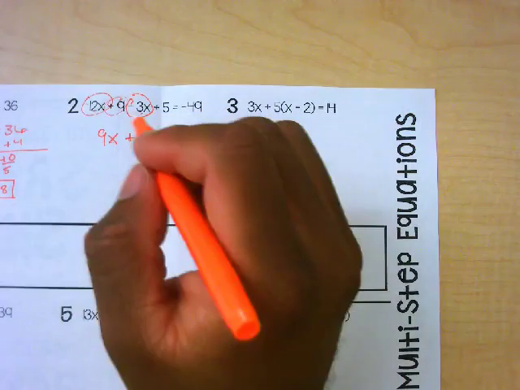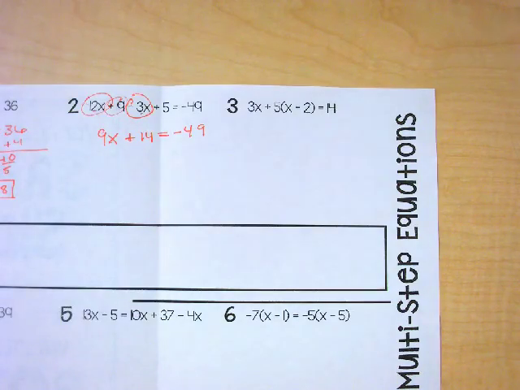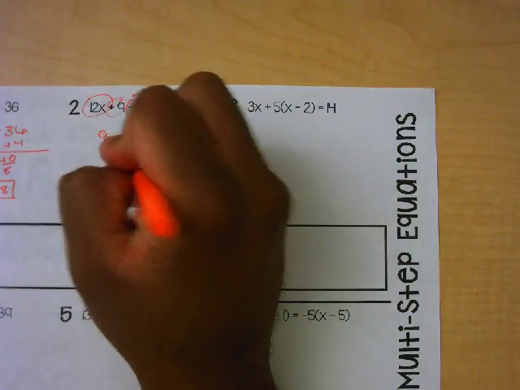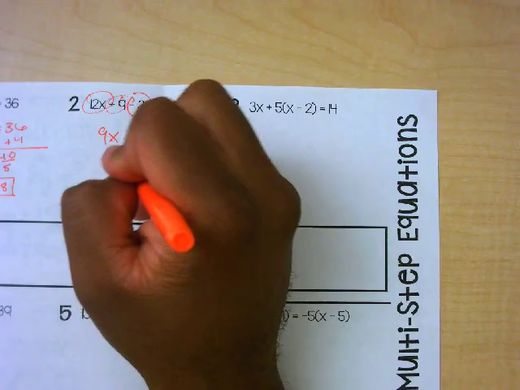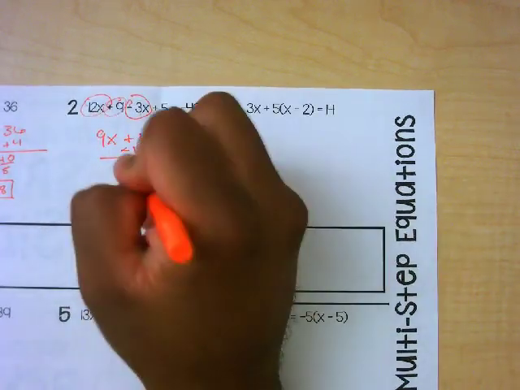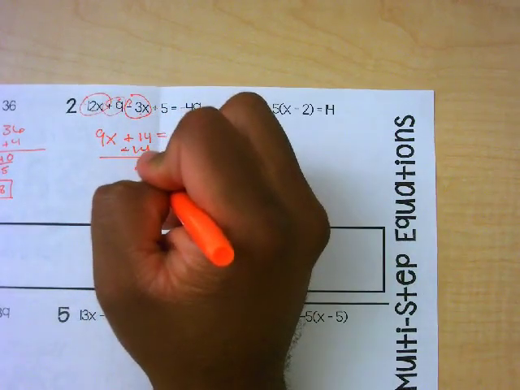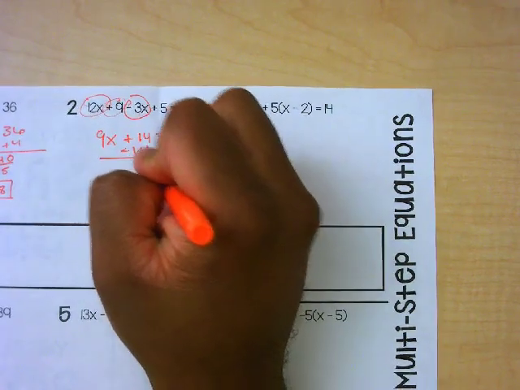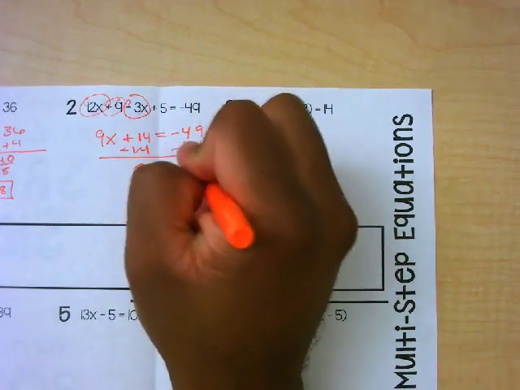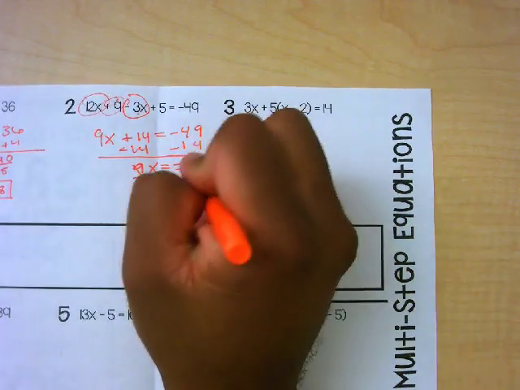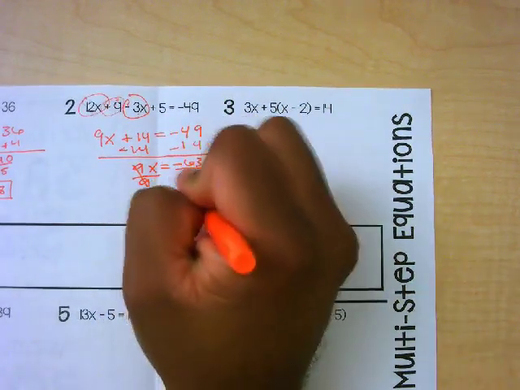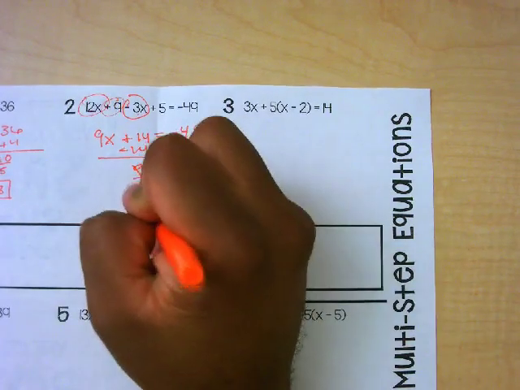And then we just solve it. We go ahead and subtract 14. Subtract 14. So we end up with 9x is equal to a negative 63. Then we divide by 9, x is equal to a negative 7.